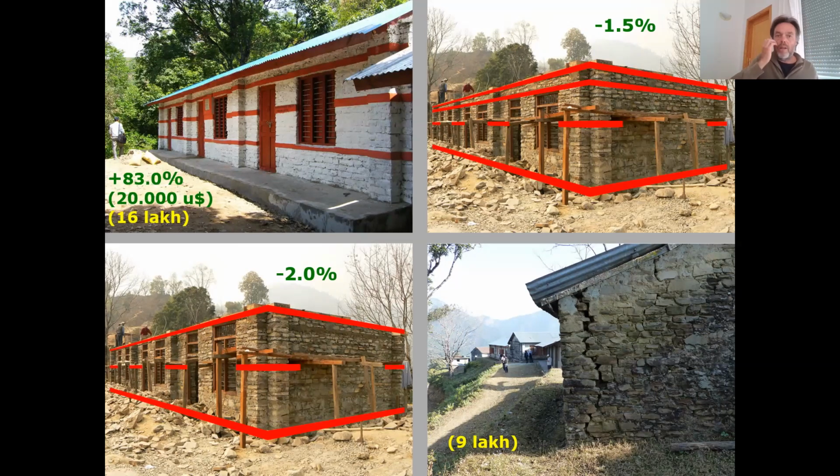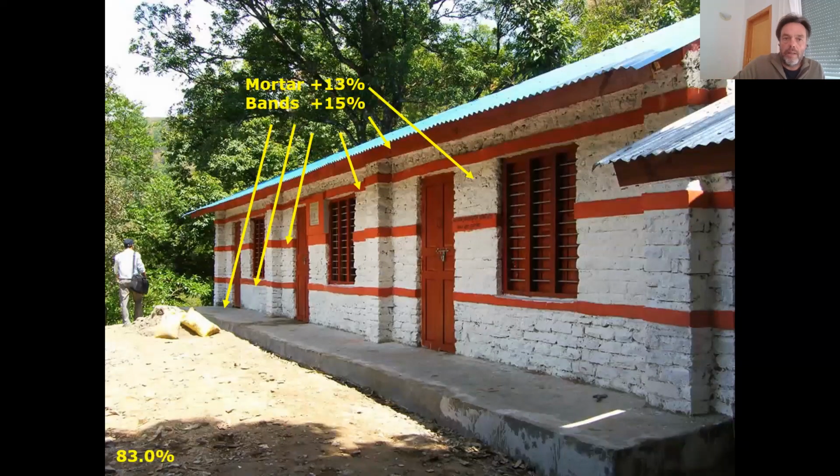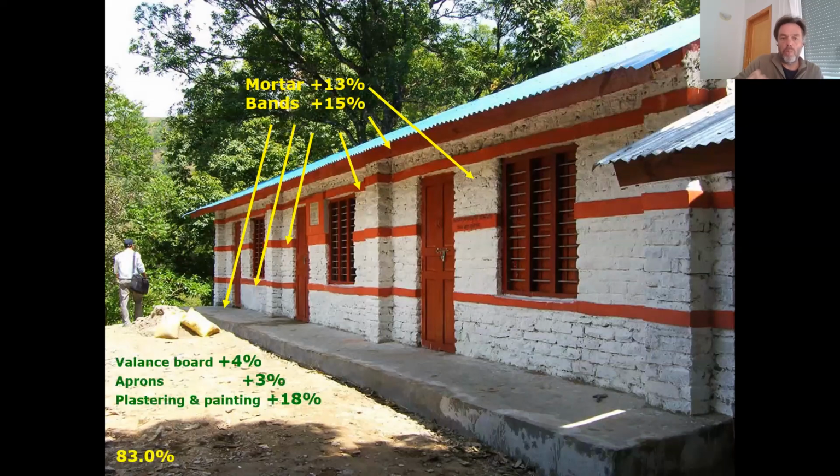But okay, what I also found out is that the mortar, so going from mud to cement mortar in the walls, is just 30% more. That's not so much, actually. I was surprised about that amount. It's just 13% of the total budget. The bands altogether, all the 5 bands, is about 15%. The tie beam is the most expensive of that one. It's about 5%.